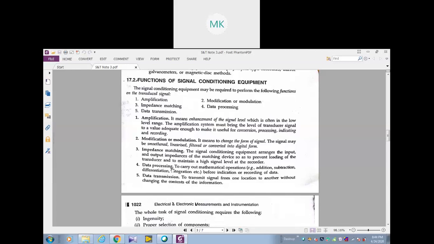So impedance matching between two stages, the transducer and the next level. This will avoid the loading of the transducer, so the output signal will be maintained at a very high level.